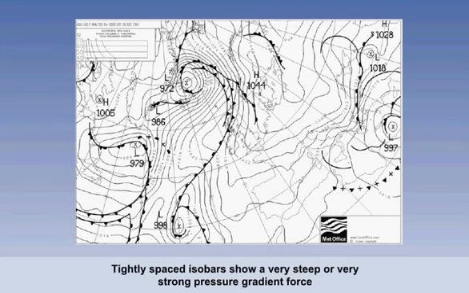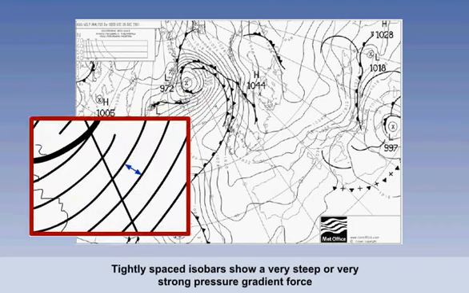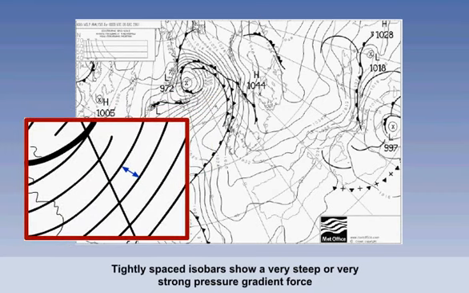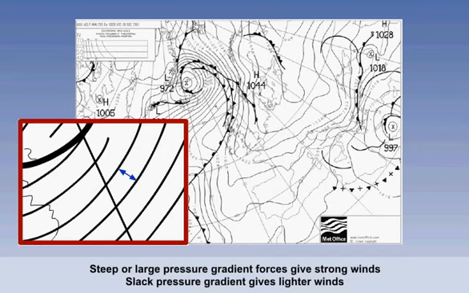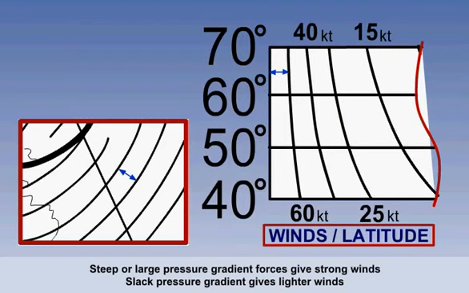Similarly, isobar spacing shows the pressure gradient. Tightly spaced isobars show a very steep or strong pressure gradient. We call this force the pressure gradient force, or PGF. A large pressure gradient force means that there is large pressure change over a small area. The pressure gradient is important because it controls the velocity of air, such that if the isobars are tightly spaced, there is a large pressure gradient force and therefore strong winds.